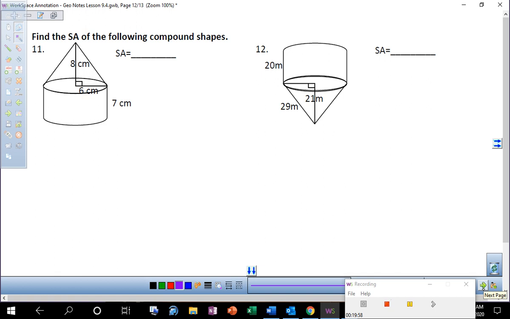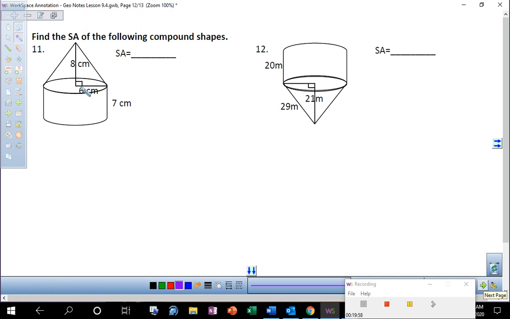11 and 12 are our composite figures. We're just putting a cone on top of our cylinder, or our cylinder on top of our cone. So with these, we're doing the same thing that we've done with our other composites. We just want to do one piece at a time, one shape at a time. So for the cone, we've got its lateral area. We're really only worrying about the sides of the cone. The cylinder, we're worrying about the sides. And then we have the base that it's sitting on.